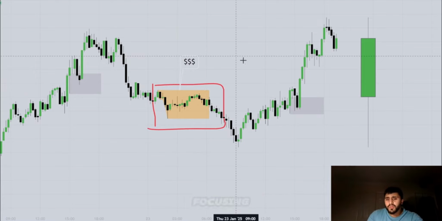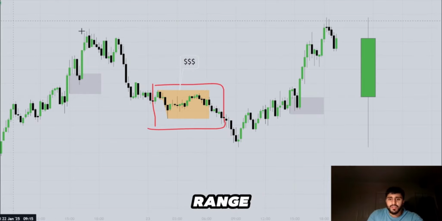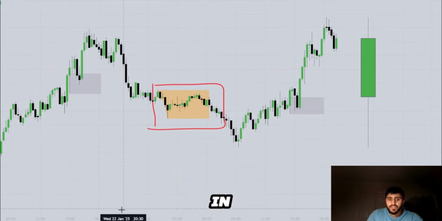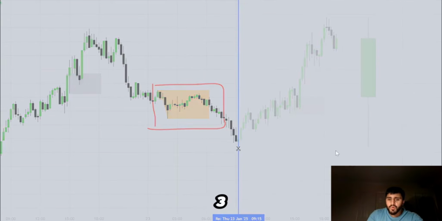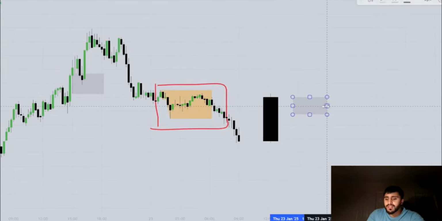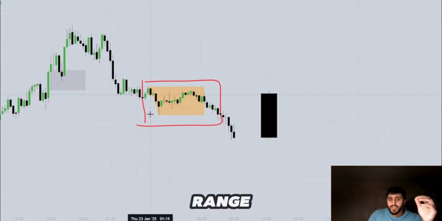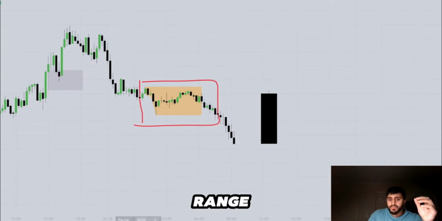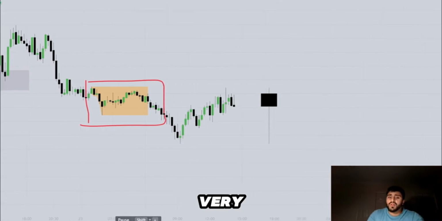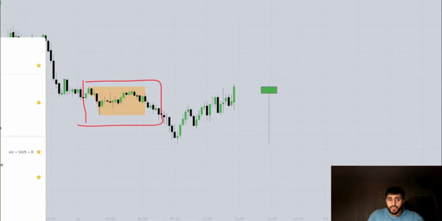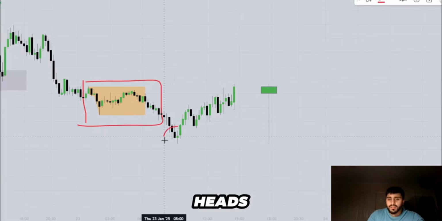So we want to be focusing on the Asian range high and the Asian range low. When we use this in conjunction with the power of 3, what we need to understand as traders is that the market will move down before it goes up. And we use this in line with the Asian range. So when you have an Asian range, the market will very, very often sweep the Asian range low before it heads higher.